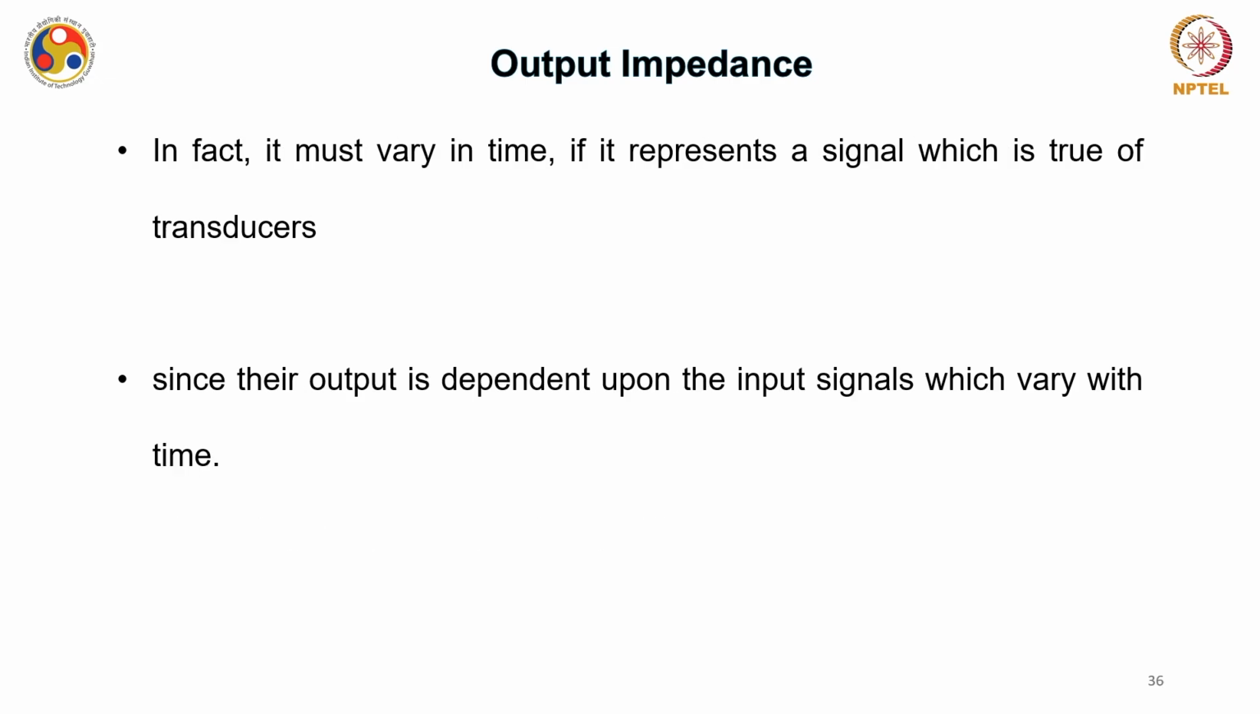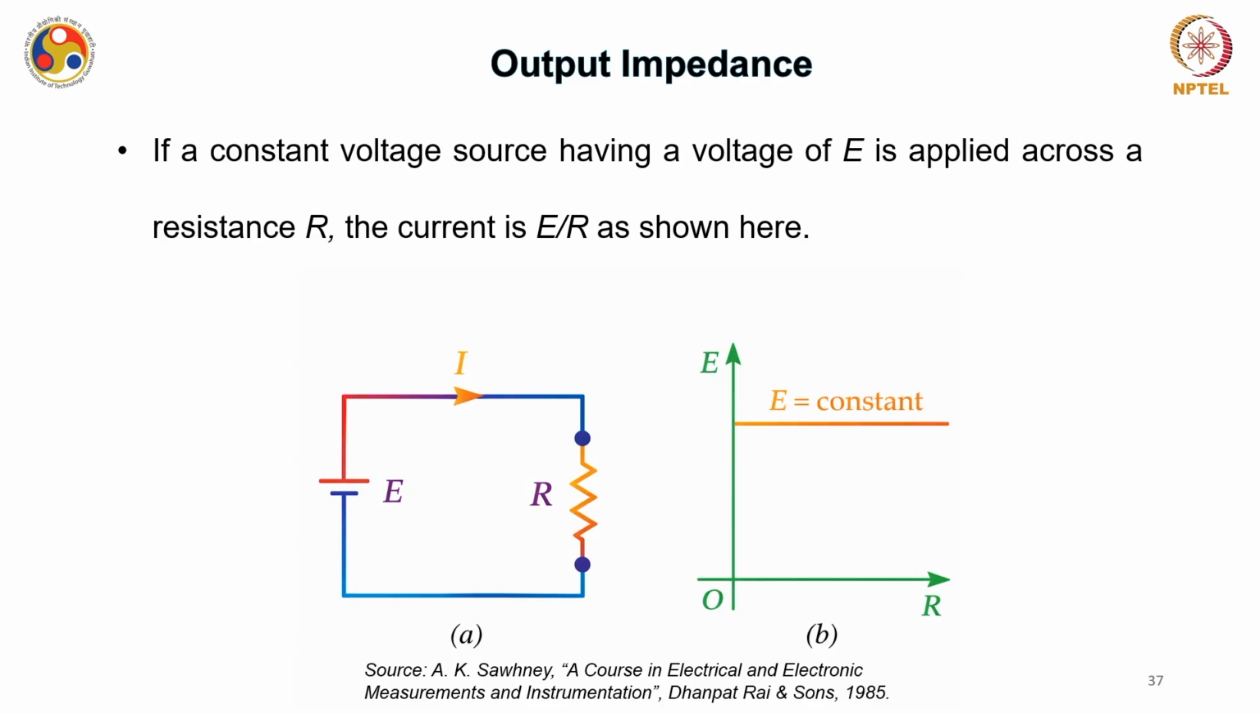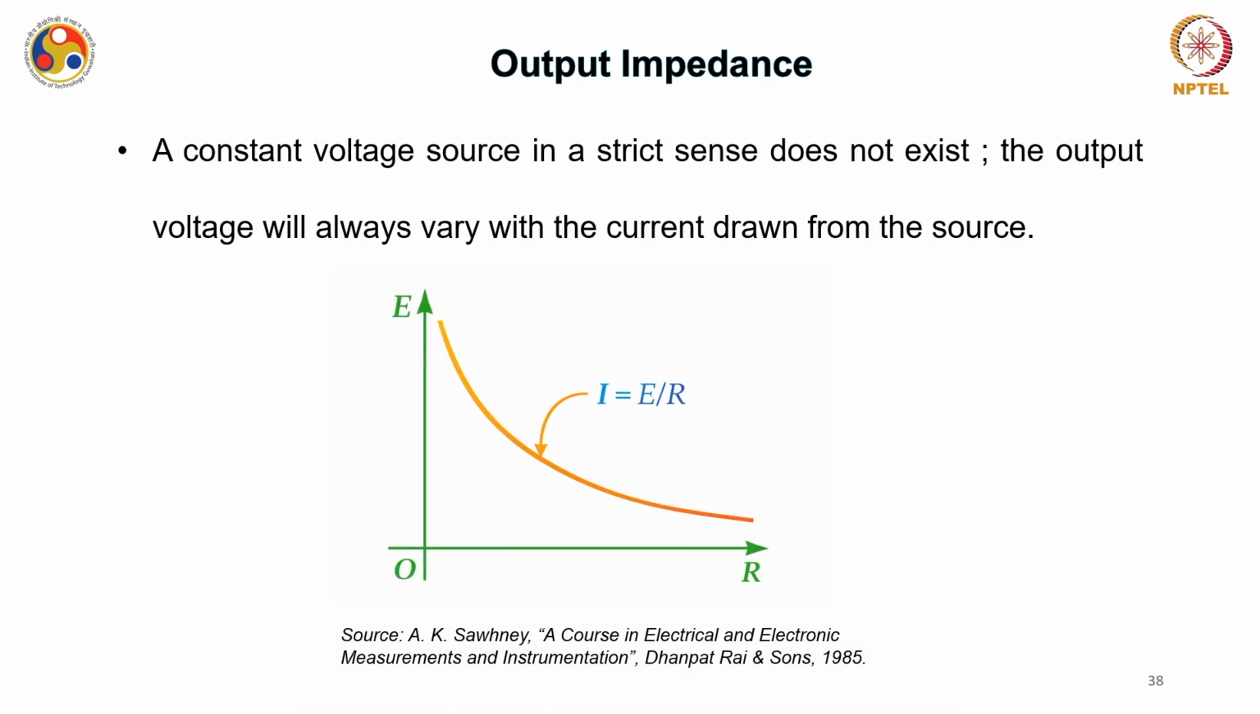You will have voltage varying at the output, and it must actually vary with time if it represents a true signal of the transducer, since its output depends upon the input signal, which varies with time. So, if a constant voltage source, say having a voltage of E, is applied across a resistor R, the current is E by R, as shown over here.